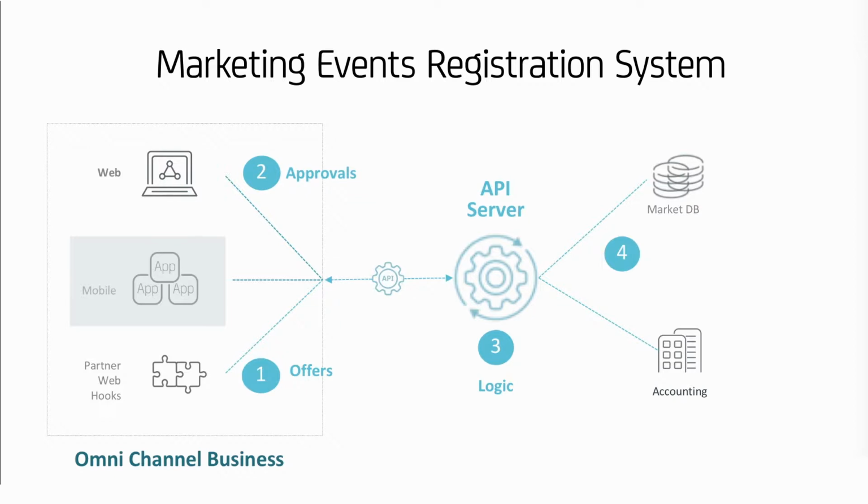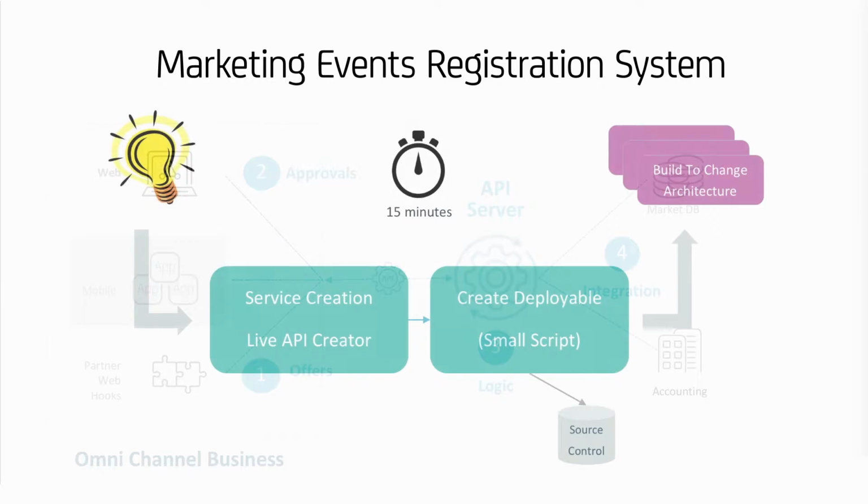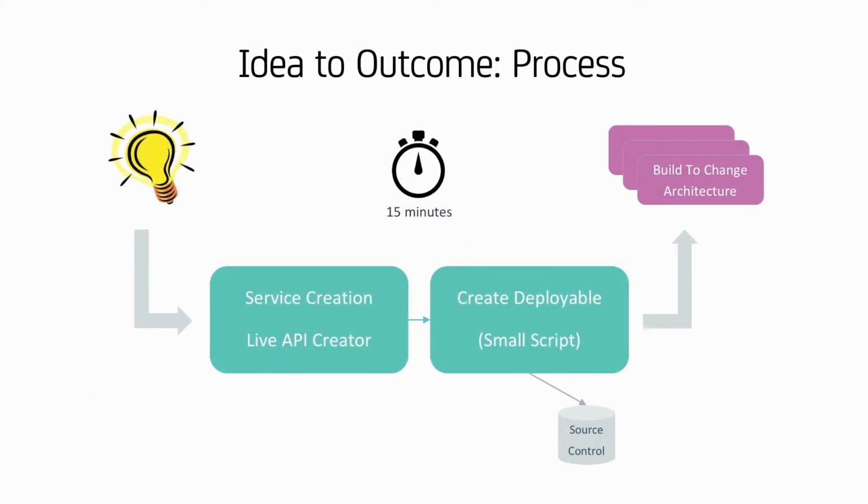Part of the business logic is systems integration. As events are approved, we throw a webhook to accounting. And finally, we'll show a mobile app consuming our microservice, an alternate way to approve the event.